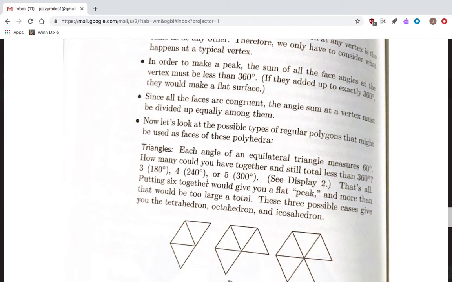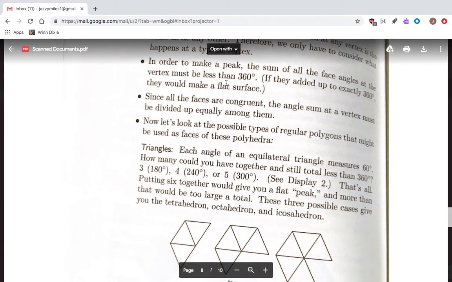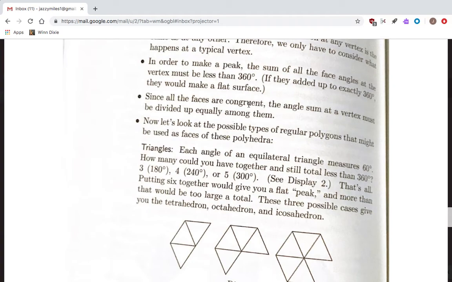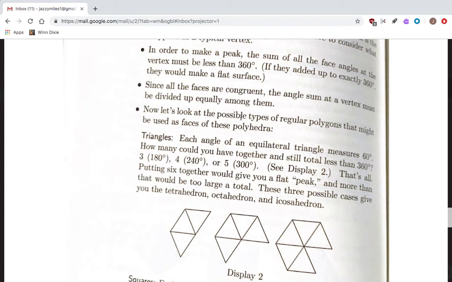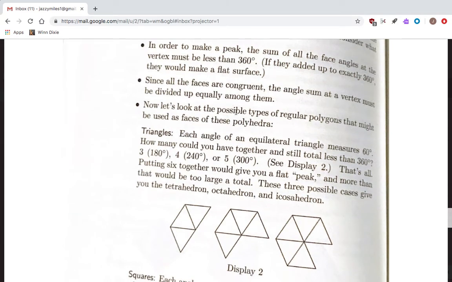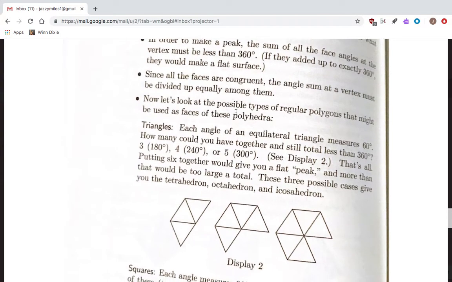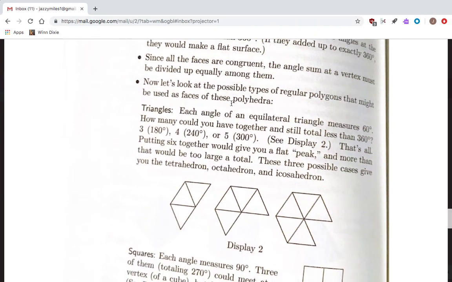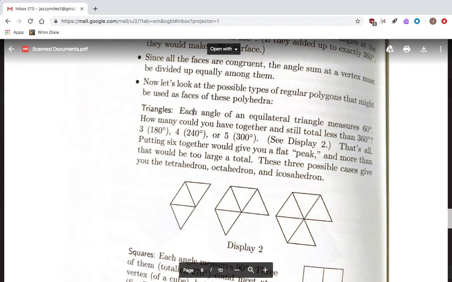Next point. In order to make a peak, the sum of all the face angles at the vertex must be less than 360 degrees. If they add up to exactly 360 degrees, they would make a flat surface. Since all the faces are congruent, the angle sum at a vertex must be divided up equally among them. And the last point. Now let's look at the possible types of regular polygons that might be used as faces of these polyhedra.